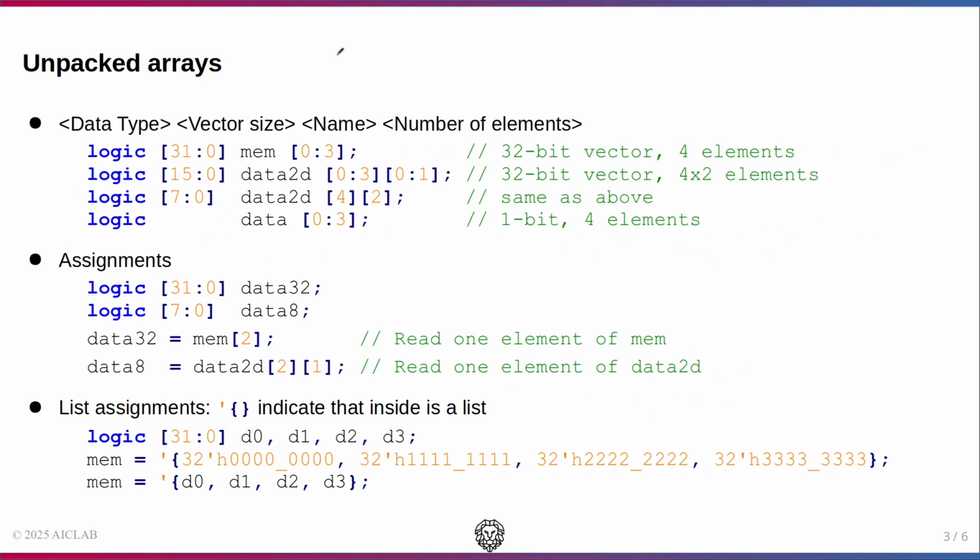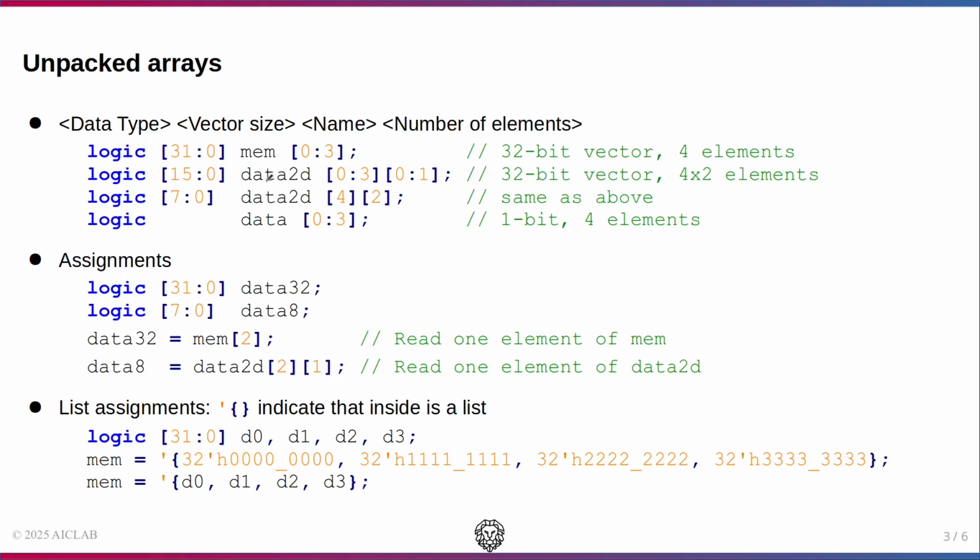Let's look at unpacked array. The general syntax for unpacked array is data type followed by vector size, name, and dimensions or number of elements. For example, here memory has 4 elements and each element is a 32-bit vector.